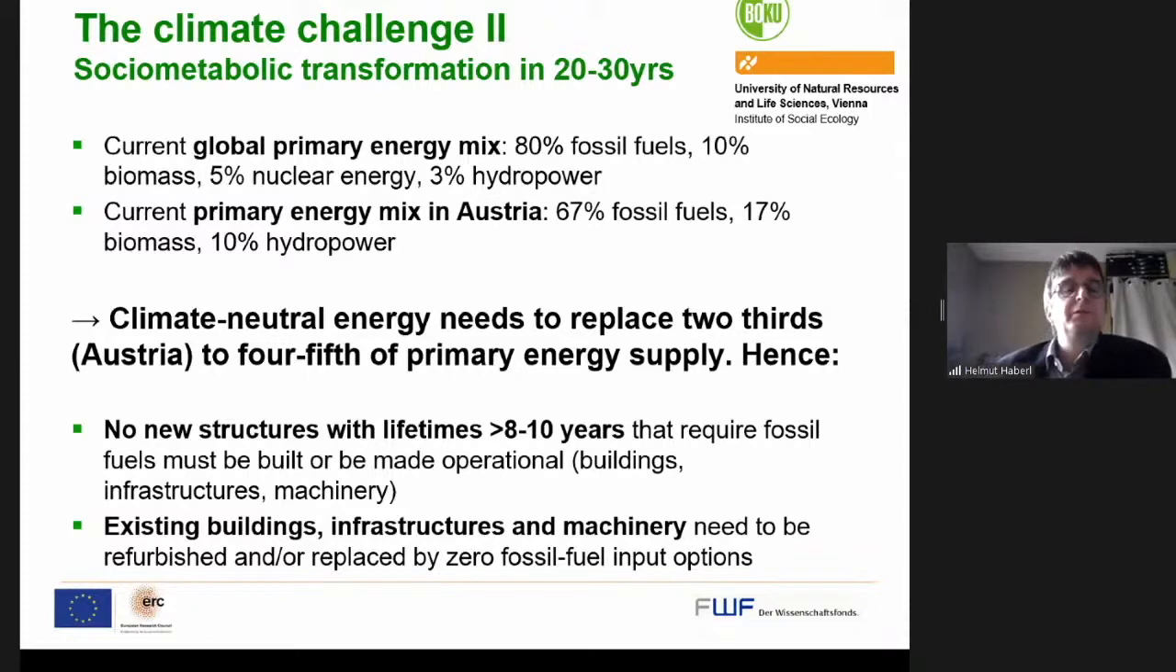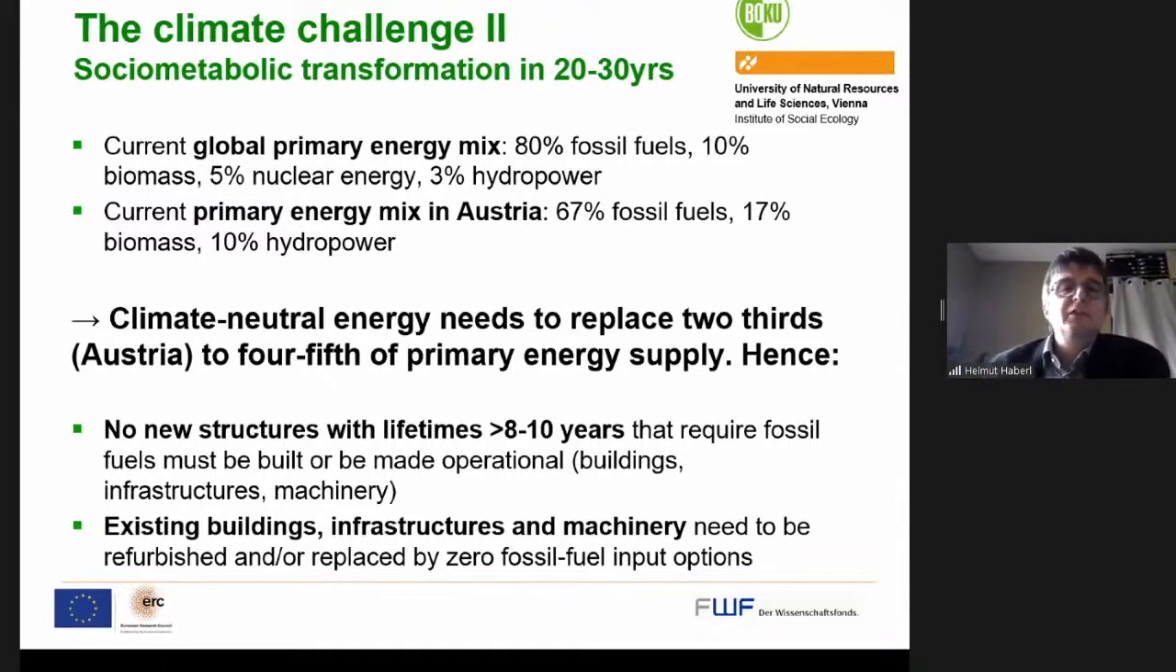Basically it means we have to get rid of fossil fuels, which at the moment deliver about 80% of all primary energy globally. And in Austria, it's about 2/3. So we need climate neutral energy to replace 2/3 to 4/5 of global primary energy supply.